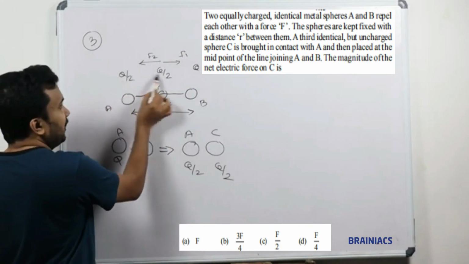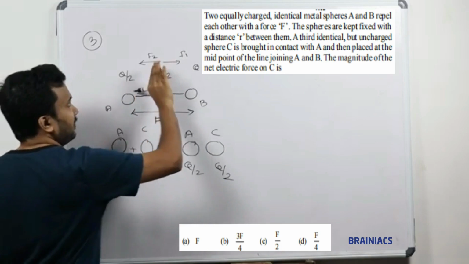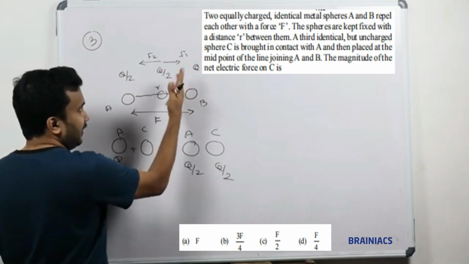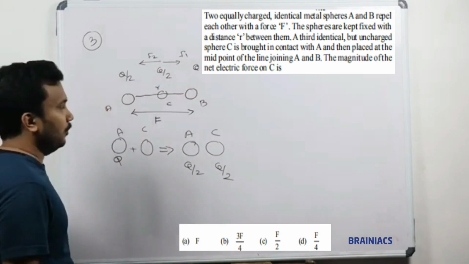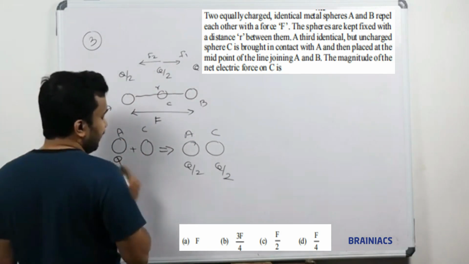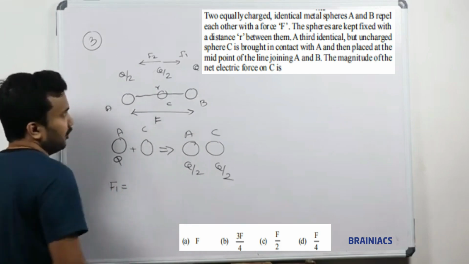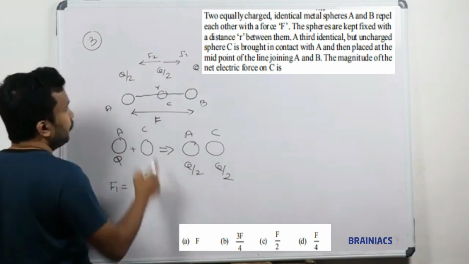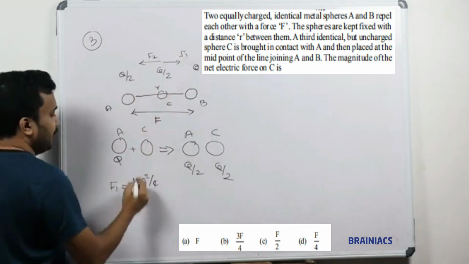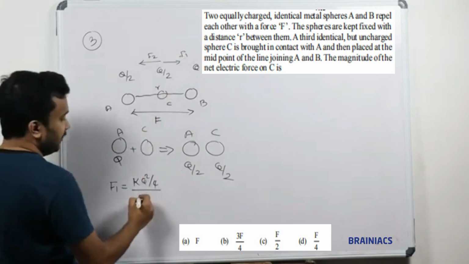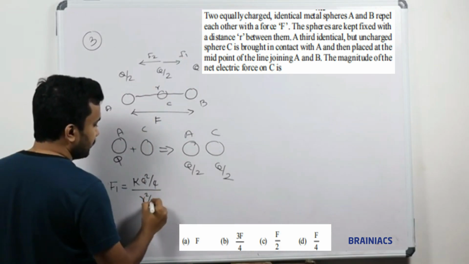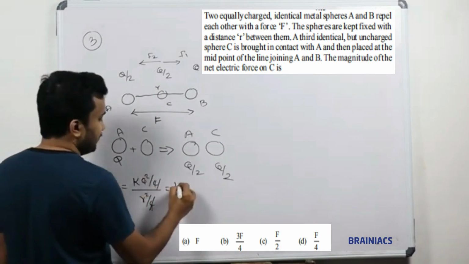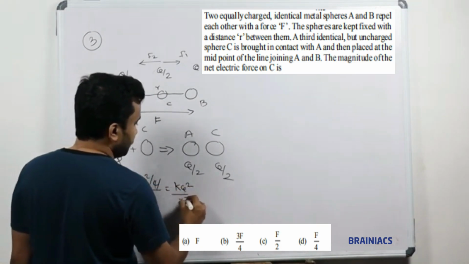Q by 2 and q will not attract, so this will move away; that force is F1. Q by 2 and q will repel, so q2 will move backward because of repulsion. So we will find both F1 and F2. F1 will be equal to K into q1 q2 by 4, that is q square by 4, divided by the distance between them, which is r by 2 the whole square, r square by 4. So 4 and 4 get cancelled, and it becomes k q square by r square.